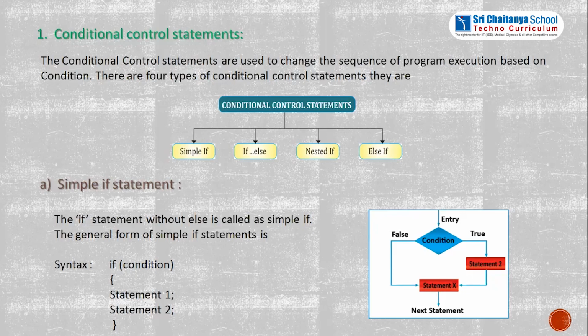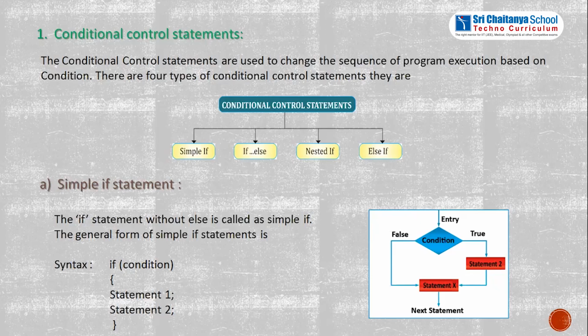If the condition is true, statement 1 and then statement 2 will be executed, and it will come back to your statement X and the next statement. If the condition is false, my control will not go inside this if statement and it will go directly to my statement X and to the next statement. Understood, children? Can I repeat it?